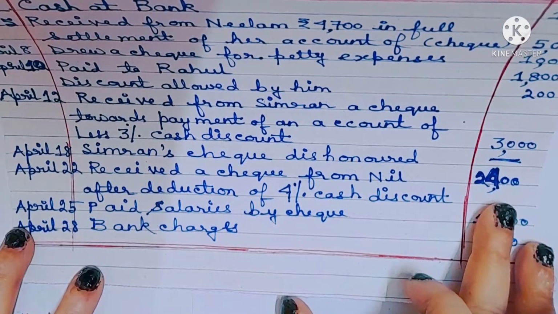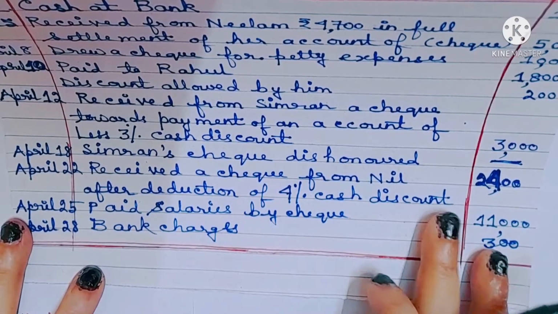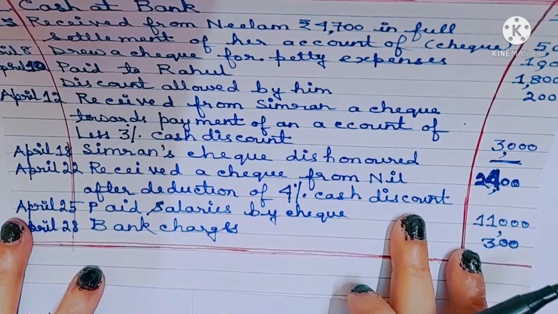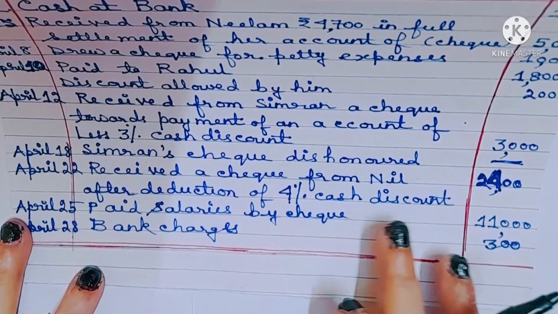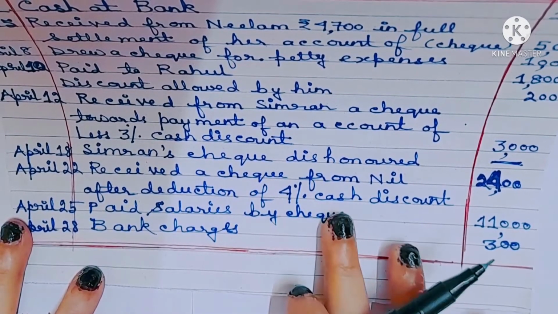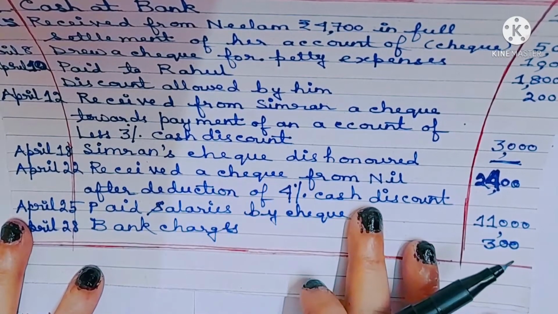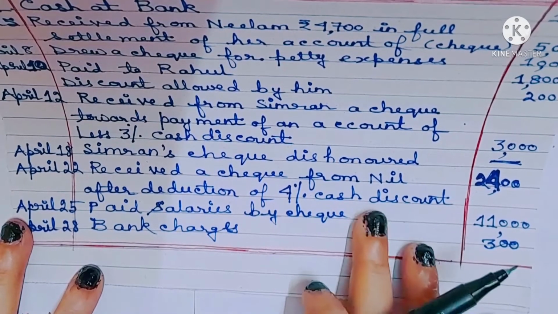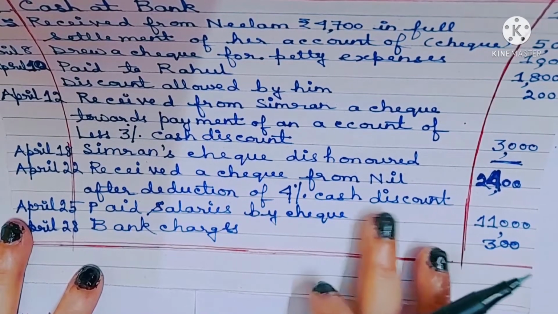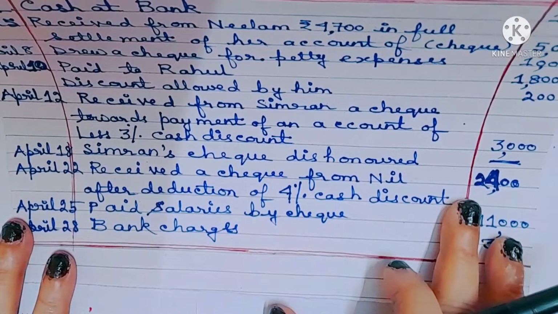Okay. So what is the position of bank account? Since bank account is on the debit side, Neil account will also be on the debit side. So we'll have to write to Neil account in the cash book on the debit side, in the bank column 2,400. What is the position of discount allowed account? Since discount allowed account is on the debit side, Neil account will also be on the debit side. So we'll have to write to Neil account in the cash book on the debit side, in the discount column rupees 100.